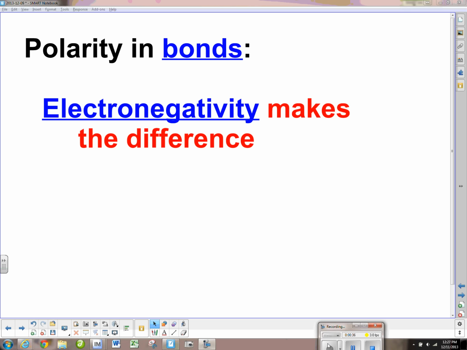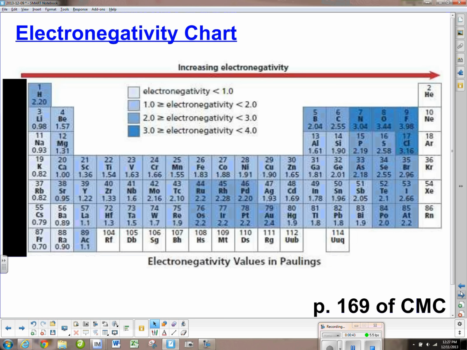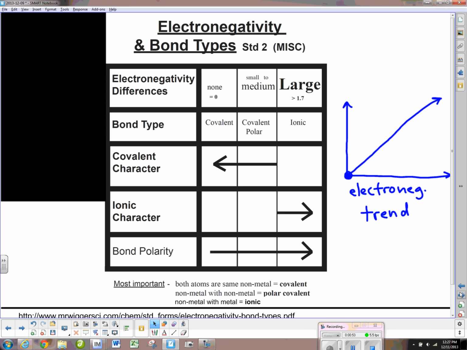Polarity in bonds means that electronegativity is going to be making the difference if we're talking about bonds. Now, we can look at electronegativity tables, like we have on page 169 of our textbook, or we can simply use this little chart, and especially we want to use the trend chart to be able to figure out how big the polarity is, or really I should say how strong the polarity is.